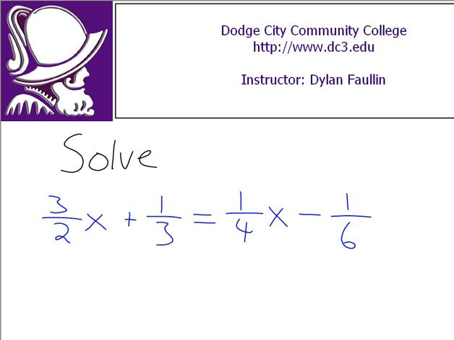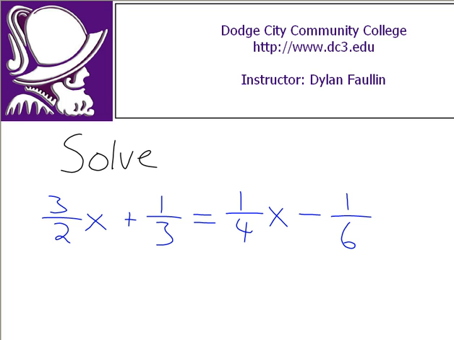Right? So we need to consider all the denominators here, the 2, the 3, the 4, and the 6. So considering all four of those numbers, what would the least common denominator be? If you want to pause the video, go ahead and pause it and see if you can figure it out. The least common denominator is going to be 12. So what we're going to do is multiply 12 to both sides of this equation.